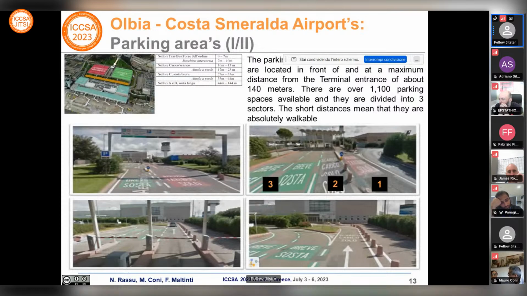The parking lots at Olbia Costa Smeralda Airport are located in front of the terminal, at a maximum distance from the entrance of about 150 meters. There are over 1.1 thousand parking spaces available, divided in 3 sectors. The short distance means that they are absolutely walkable.